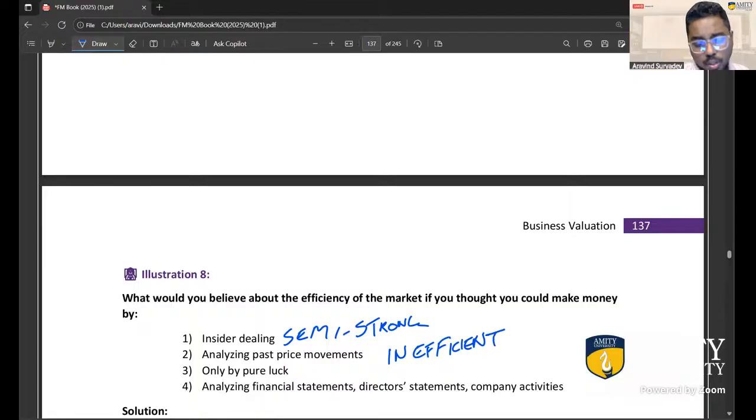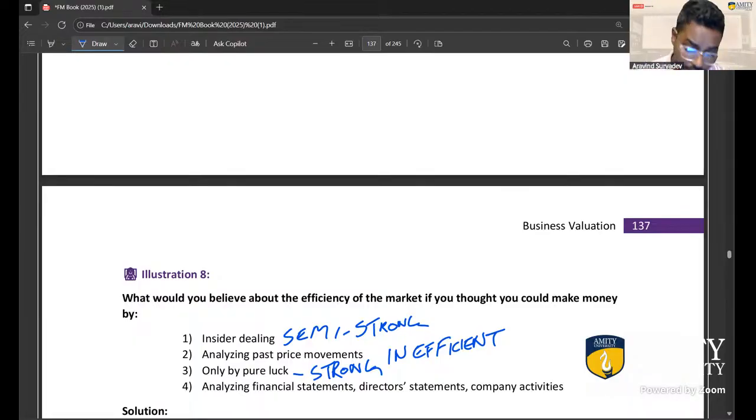Then what is only by pure luck? This would be strong form. That's why I said it would be gambling in most of our markets. The closer we are to a strong form market, the lesser the chances of making a tactical profit. A lucky profit you can make, sure.